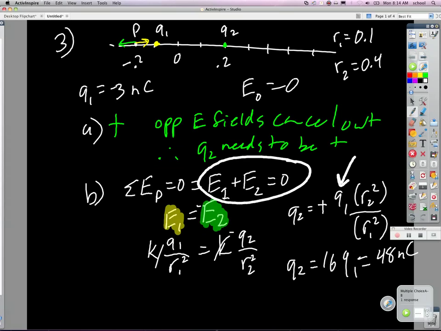No, it's 16 times Q1. It's 13 cubed, obviously, or squared, obviously. Just kidding. No, okay. All right, so we move on.